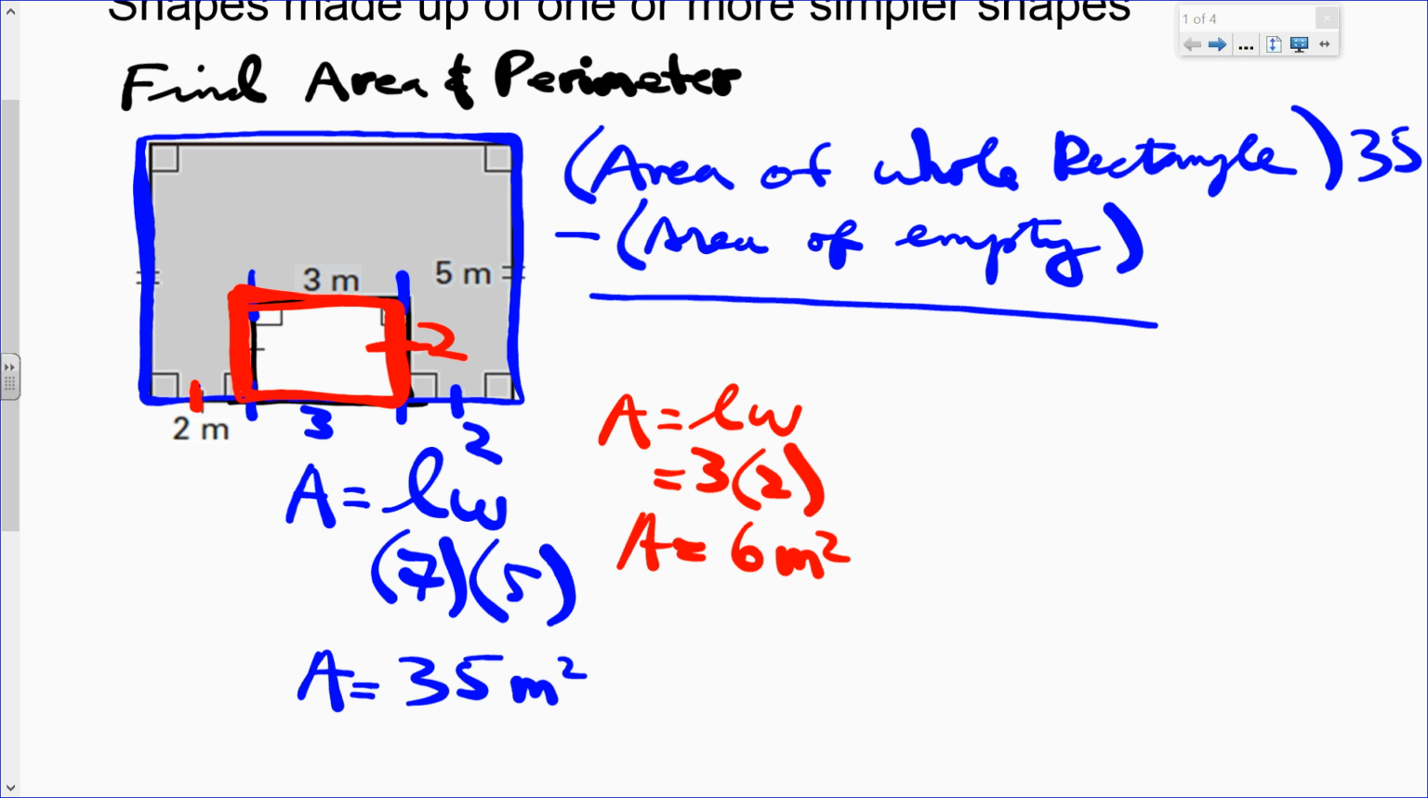So let's see, the area of the whole thing, I'll subtract 6 now. Look at, here's the area of everything. That was gray and white. Now I'm going to subtract just the white. This was 6. All right? So let's see, 35 minus 6, 29. So it's going to be 29 square meters.